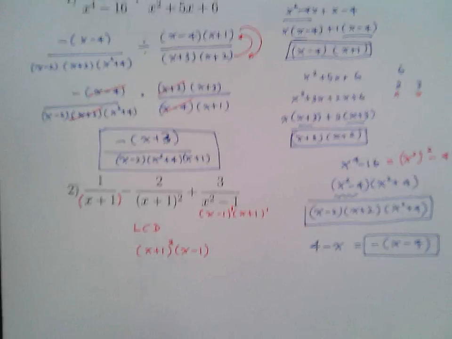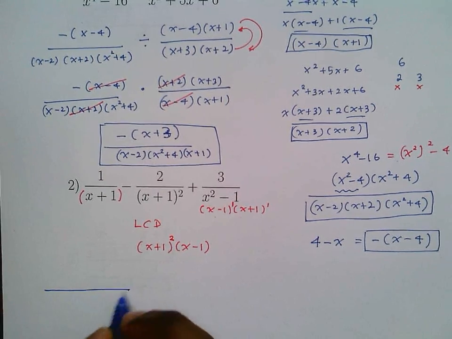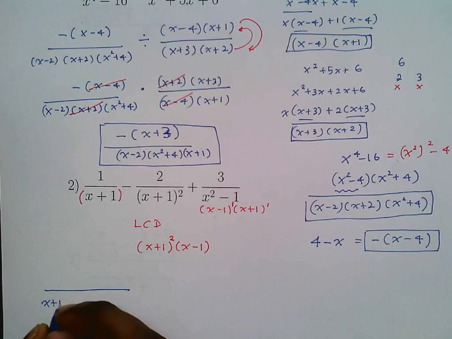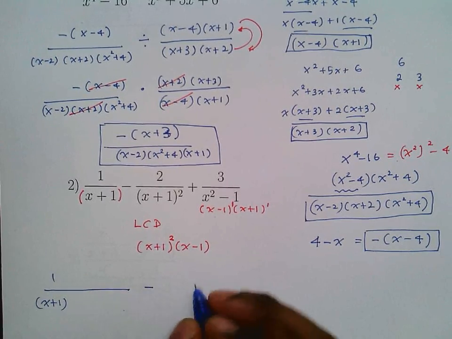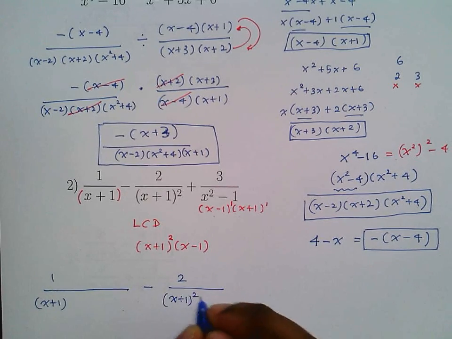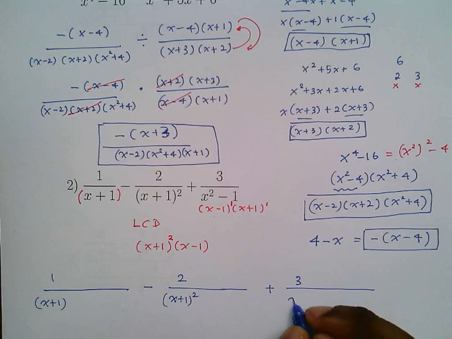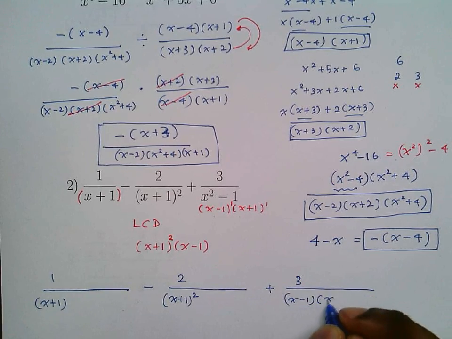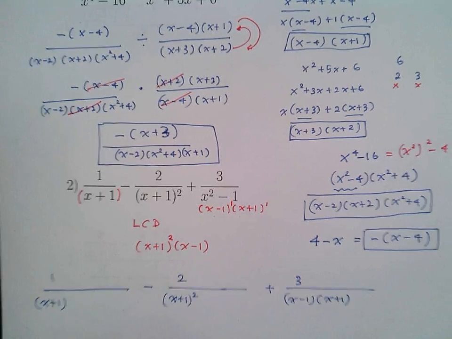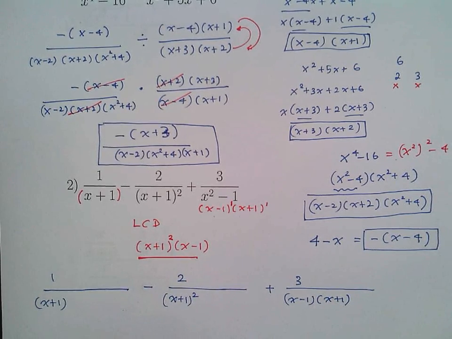Okay, so now let's write down all the terms and try to make the least common denominator in all those terms. So x plus 1 goes here. So just write down what was originally there. x plus 1 squared, and then 3 over x minus 1, x plus 1. And let's try to make this guy in all three of them.